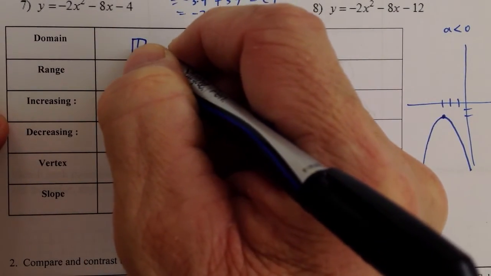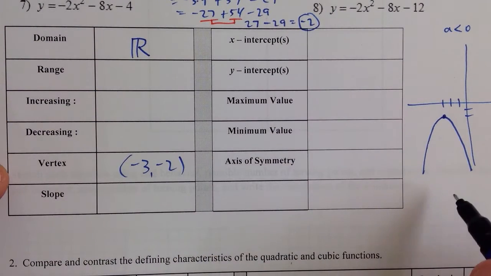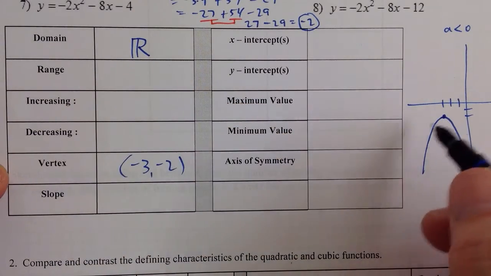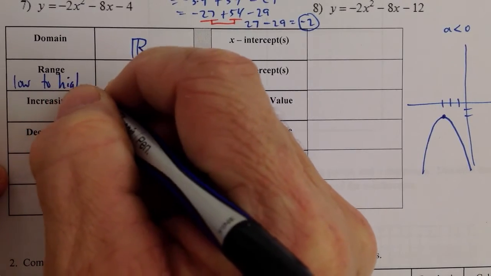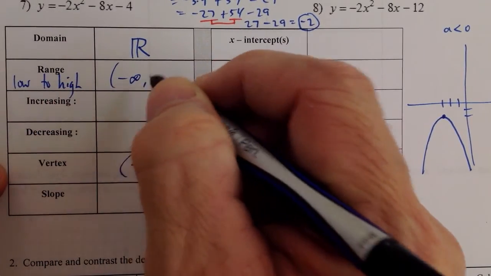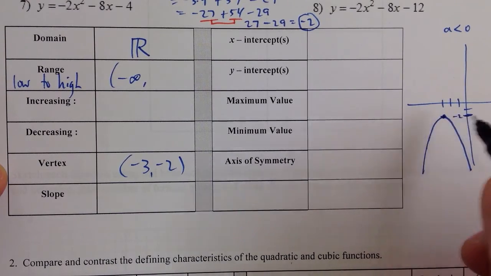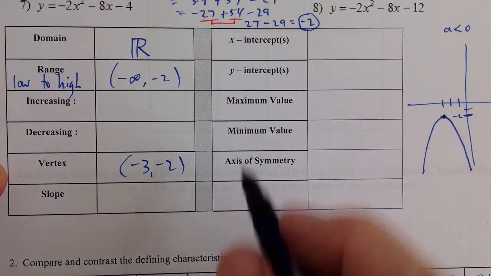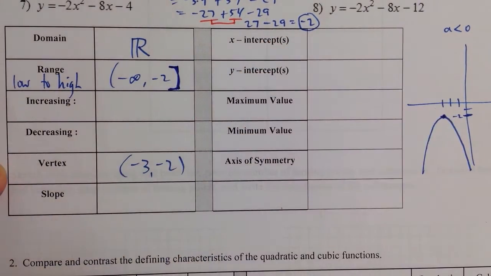So we know that the domain is all real numbers for every quadratic function. The range is the lowest y to the highest y, low to high. Since there is no lowest y, we call that negative infinity, and the highest y value is right there at negative 2, the y coordinate of the vertex. But it also includes negative 2. We don't want to forget to include that.